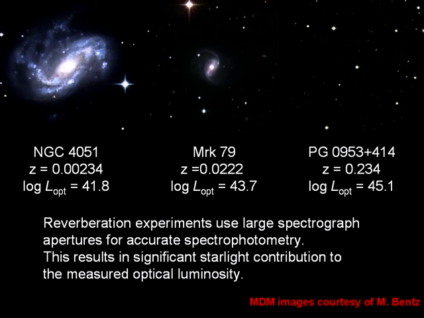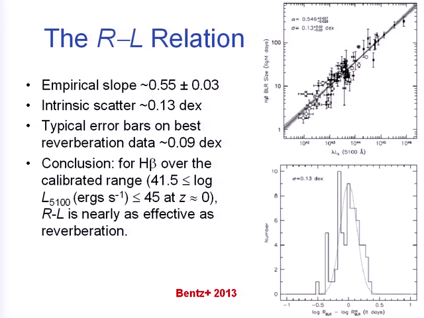Now, the reason I put this up here is to emphasize that we use fairly large spectrograph slits to mitigate against seeing effects, et cetera, to get an accurate flux calibration. When we do these reverberation measurements, that lets in a lot of starlight. So it's critical that you somehow correct for the starlight when you're looking at this radius luminosity relationship. And we have done this here.